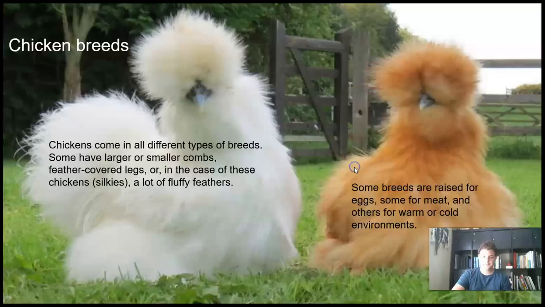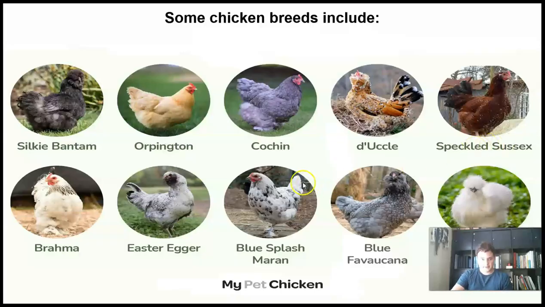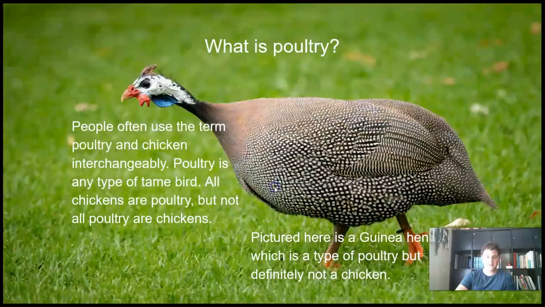on the roosters. So chicken breeds, they come in all different types of breeds with different size combs, different feather types, and different purposes. Some are for meat, some are for eggs, some are for warm environments, some are for cold. You can see here there's some different breeds. The Silkies were the last one, they're very fluffy. The Brahmas, you can see they have the fluffy legs. The Dukals, they have the silly face, and they're all different colors and feather types.